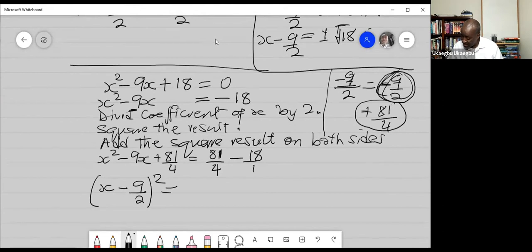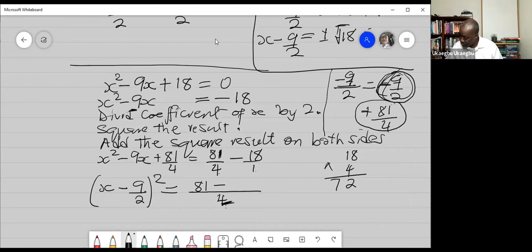Then on the right side, you need to simplify. The lowest common denominator is 4. Write your 4. This 4 divided by this one is 1, and 1 times 81 is 81. You have 81 minus this 4 divided by 1 is 4, 4 times 18. So 18 times 4: 4 times 8 is 32, write 2, carry 3. 4 times 1 is 4, plus 3, that's 7.